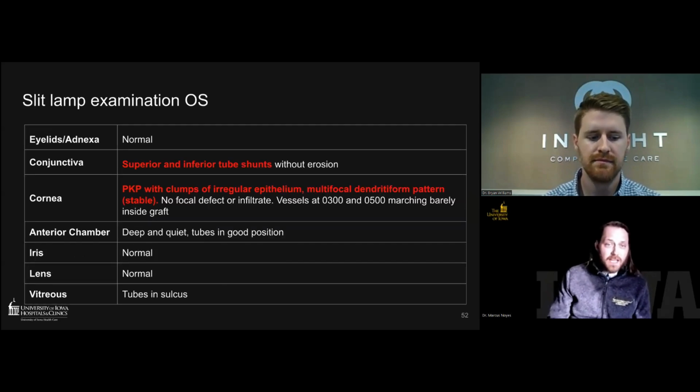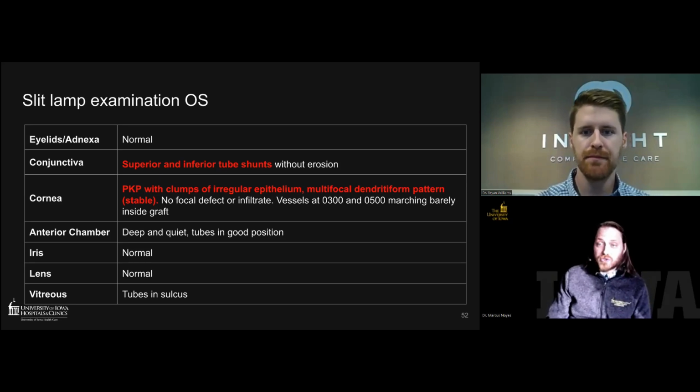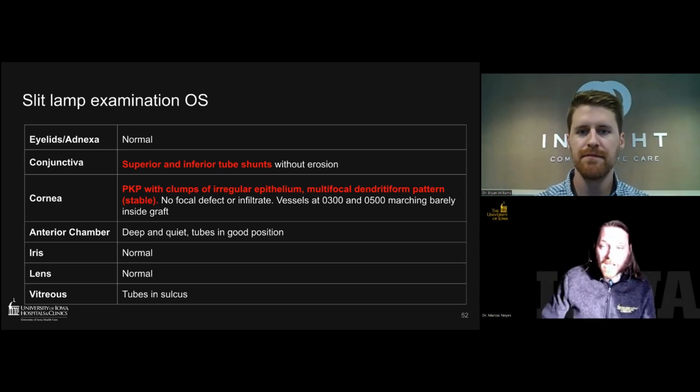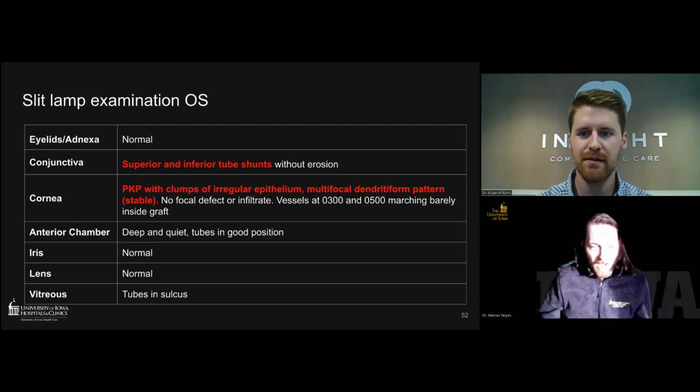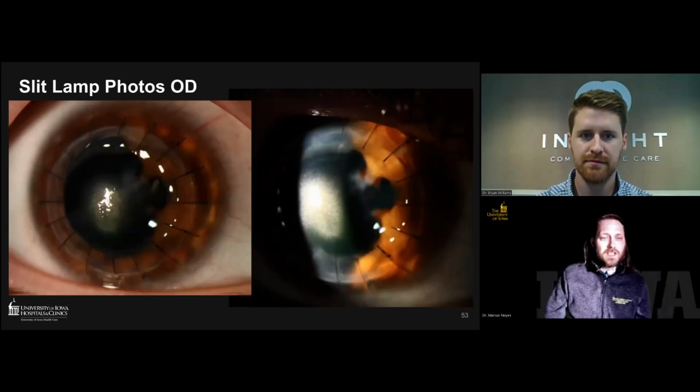Her left eye, she has superior and inferior tube shunts, and then also has PK with clumps of irregular astigmatism, a multifocal dendritiform pattern, and some vessels coming in inside the graft too. So here are some pictures.